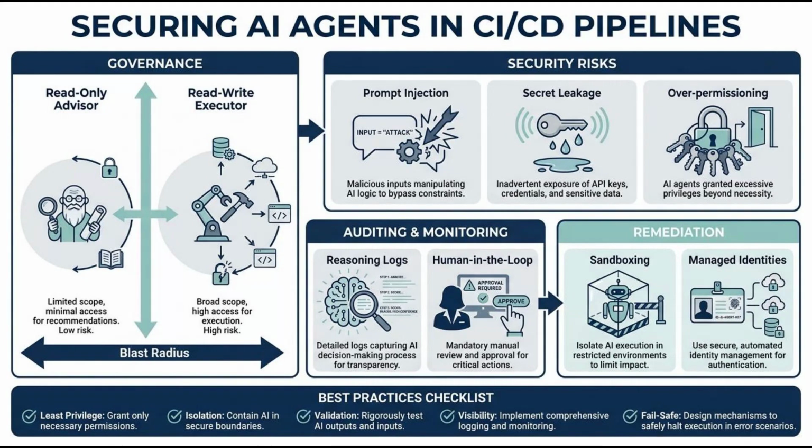Then implement multiple layers of protection. Audit every decision the AI makes, require human approval for critical actions, and isolate the AI in sandboxed environments. Finally, use managed identity systems to prevent credential leaks and always follow the principle of least privilege. Give your AI agents only the permissions they absolutely need to do their job.